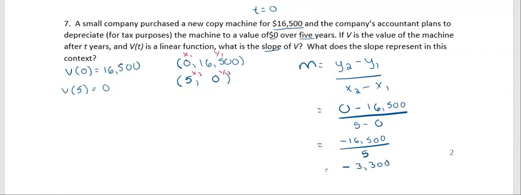So what does the slope represent in this context? Well, this is the slope of our line. So it means that this machine is going to depreciate, which means the value is going to decrease by about $3,300. Now, in this case, it worked out evenly because our numbers were nice, but it's going to depreciate by $3,300 each year. So that means the value decreases by $3,300 each year.